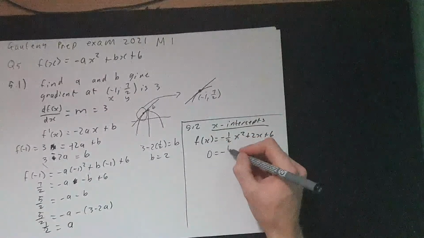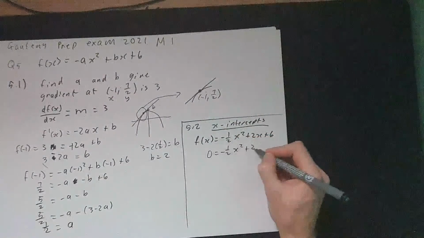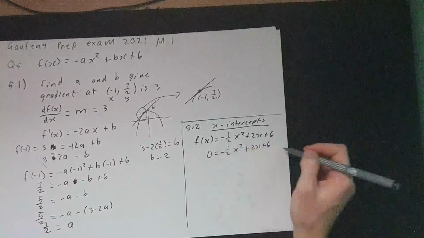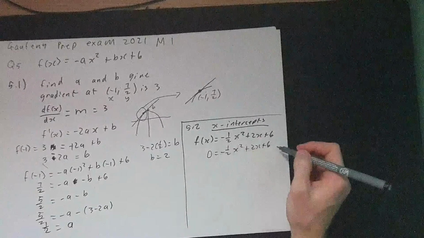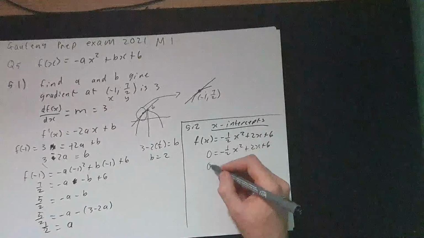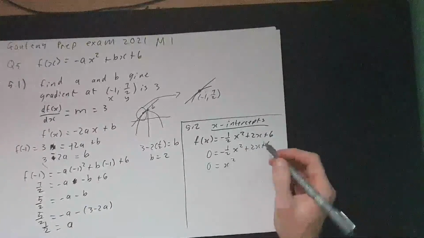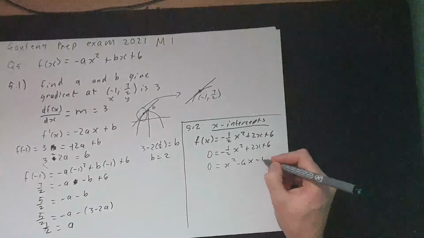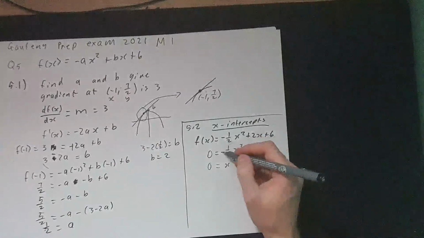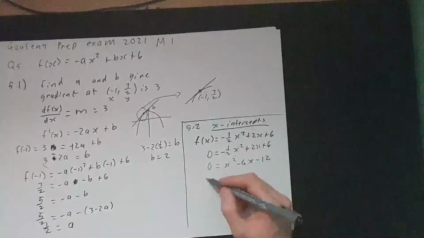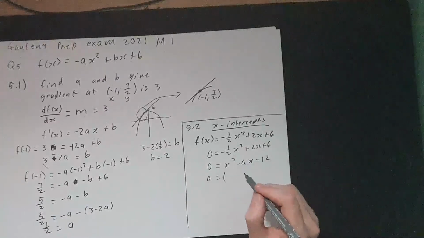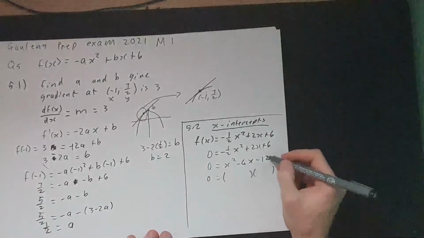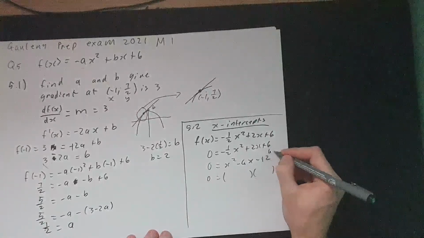So 0 equals -1/2 x squared plus 2x plus 6. I'm going to multiply out by -2, so I'm going to have 0 equals x squared, then this becomes minus 4x, and then that becomes minus 12, and then we can now factorize that. So 0 equals, let's see, we're going to have 2 brackets, and then we need 12, so that's going to be 6 and 2.